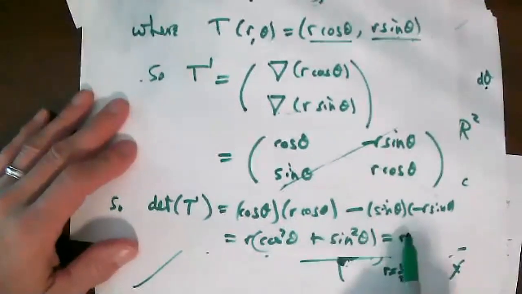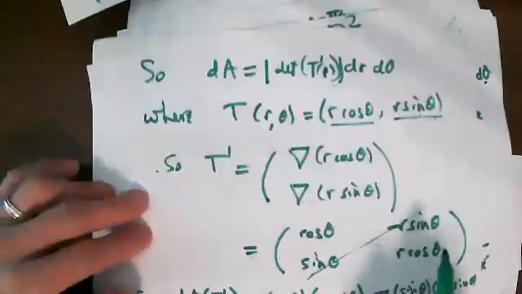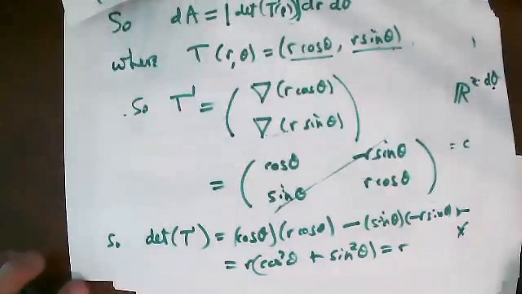Everybody just seems to remember for polar coordinates that it's r d theta. But this is where that r comes from. It's actually taking the determinant of this particular matrix. Great. Thank you very much.